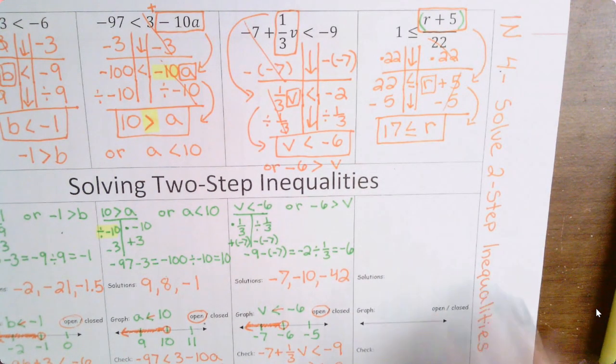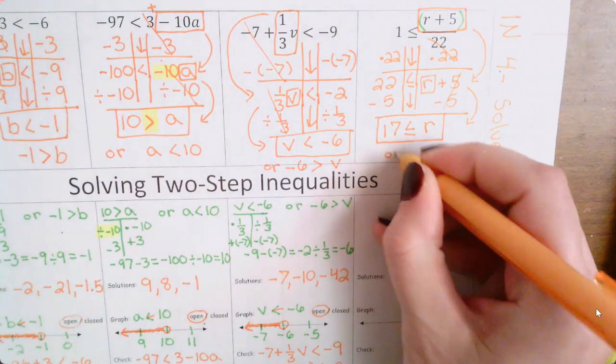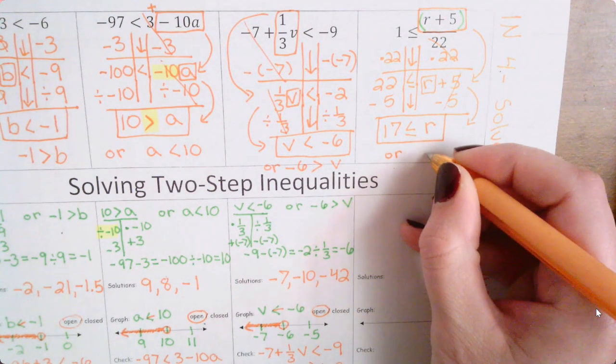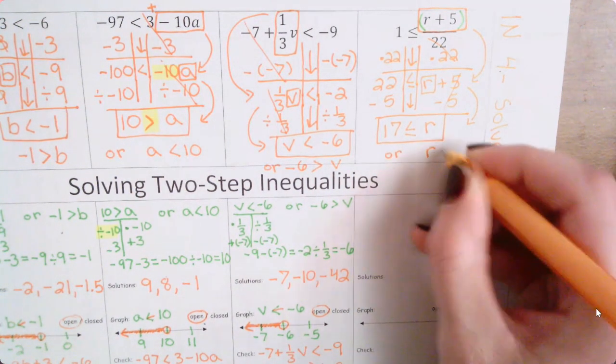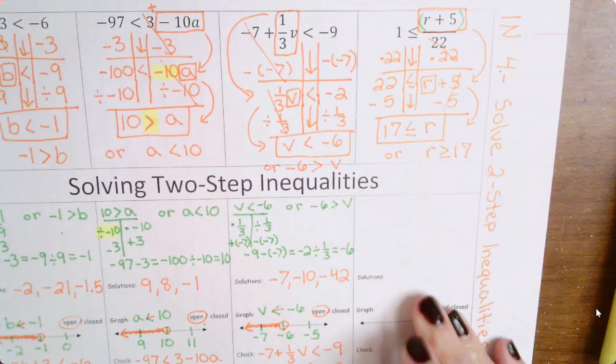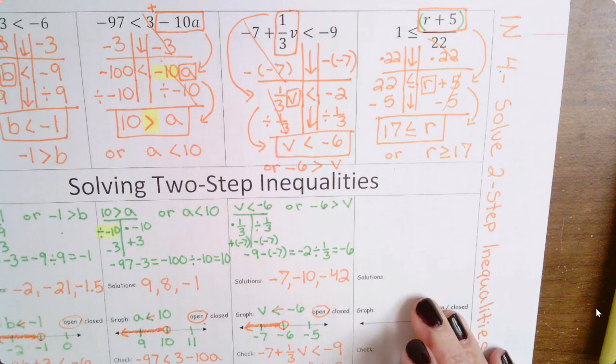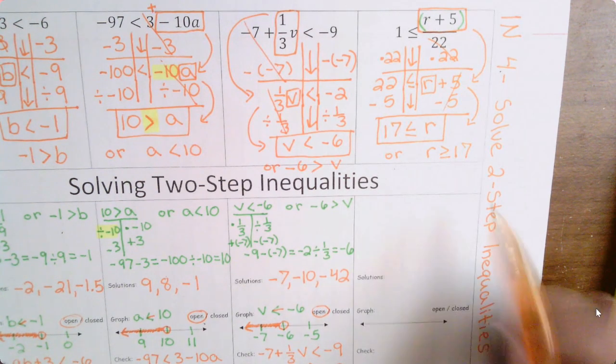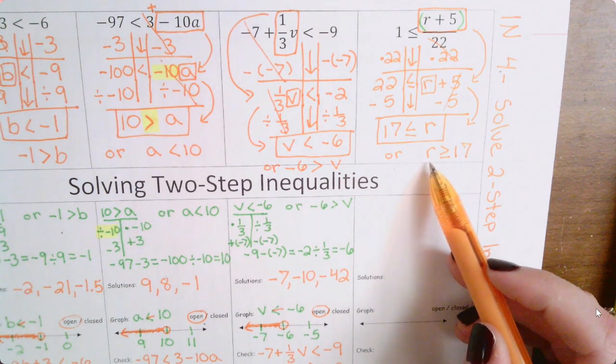Again, I have to make sure I know how to rewrite that. That would be the same as R is greater than or equal to 17. Both answers are correct. You have to understand how to convert one to the other, and you would want it with your variable on the left when you graph it.